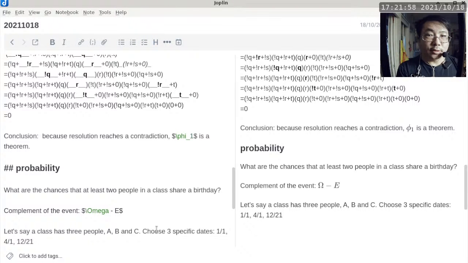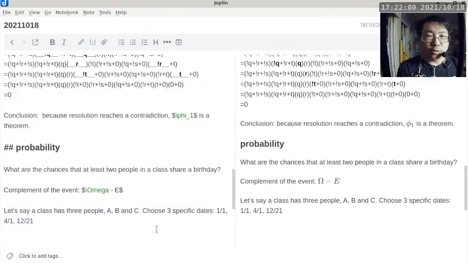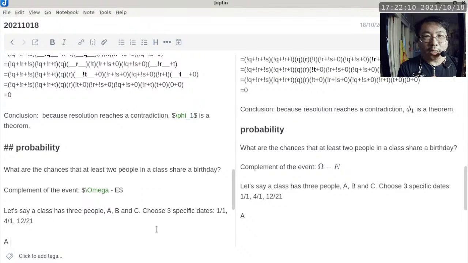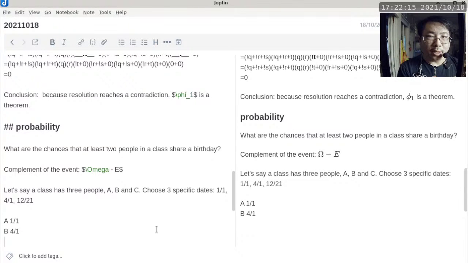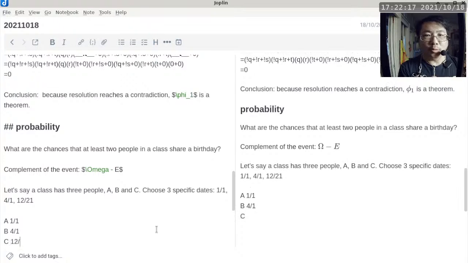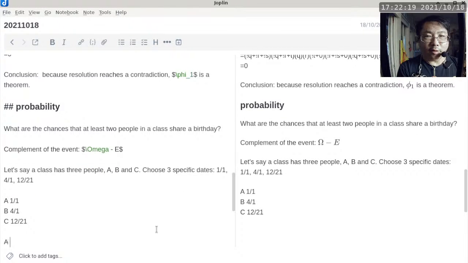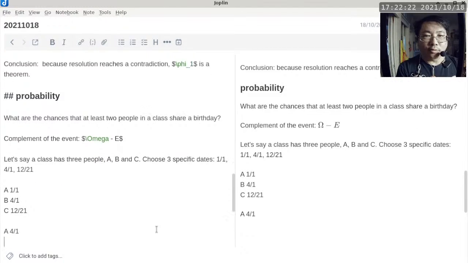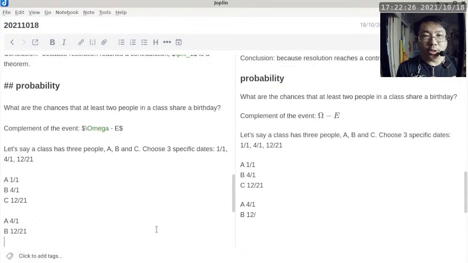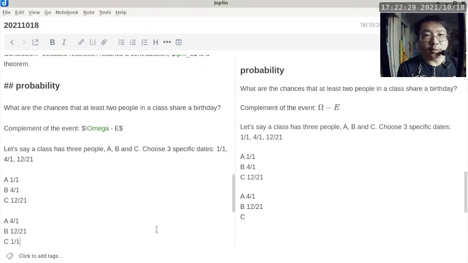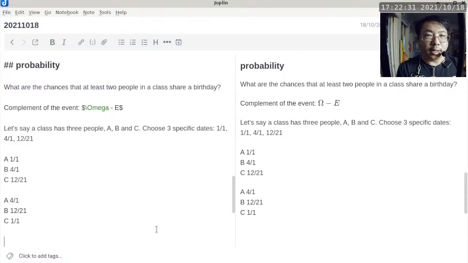So we've got these three dates chosen, and they are unique, right? But the question is, there are multiple ways to arrange this, because we can have person A choosing New Year's Day, person B choosing April Fool's Day, and person C choosing winter solstice, or we can have person A choosing April Fool's Day, person B choosing winter solstice, and person C choosing New Year's Day, and so on.